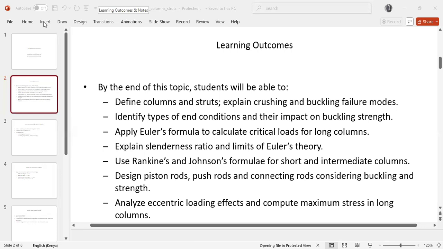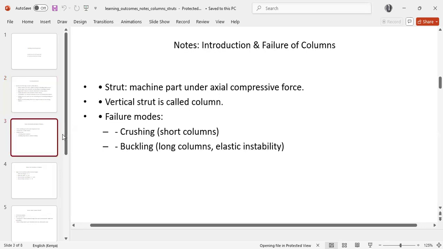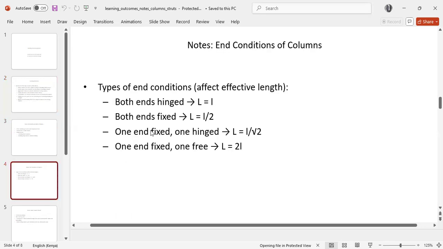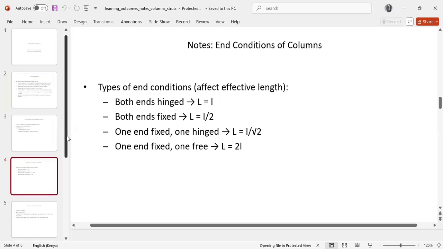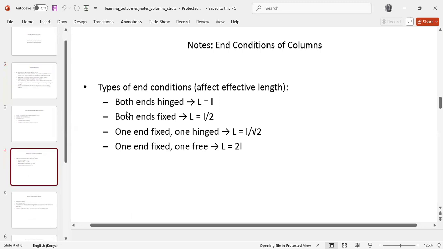Then moving on to the next learning outcome, talking about the types of columns. Cornelius, can you give us types of columns that are based on the shape? We have vertical columns. Yes. Those are based on the shape. We have circular columns, yes. Polygonal columns. Yes.